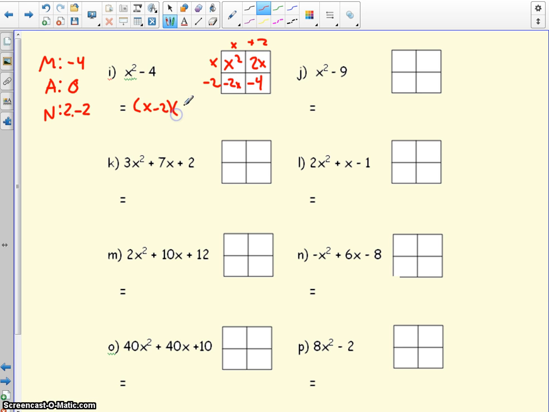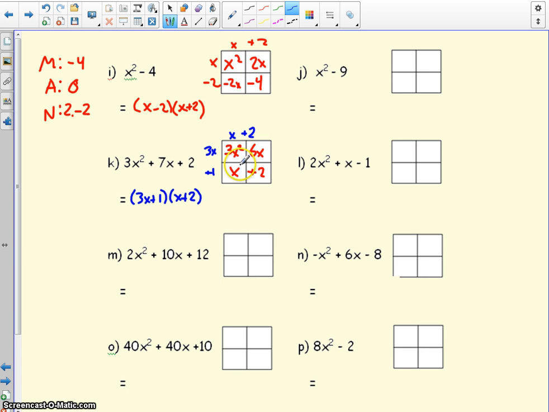Okay, let's try one that's a bit more complicated. Let's take a look at k. So what I'm going to have you do is, again, write in your results for the array that you had when you factored this using algebra tiles. And let's see if that pattern that we just discovered, where the two numbers multiply to our c value and add to our b value, still works.